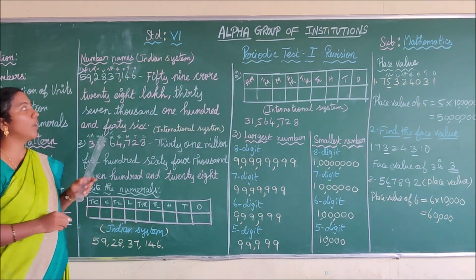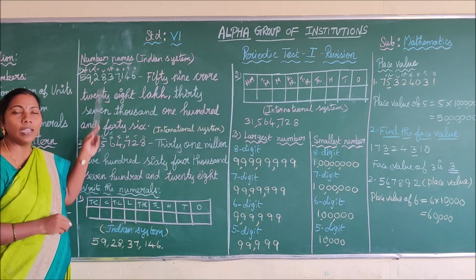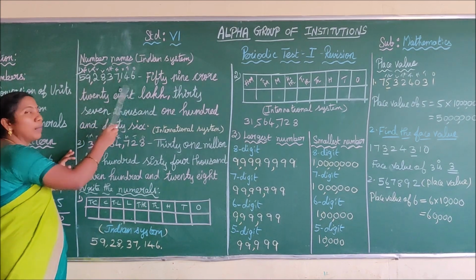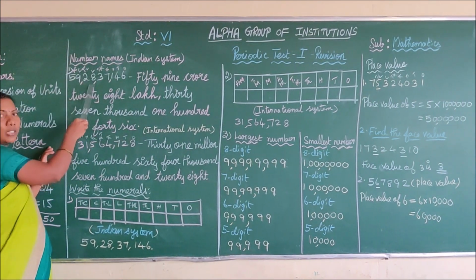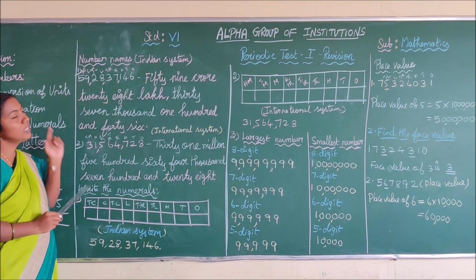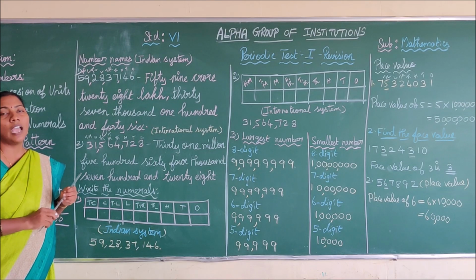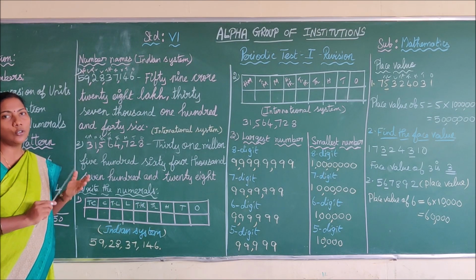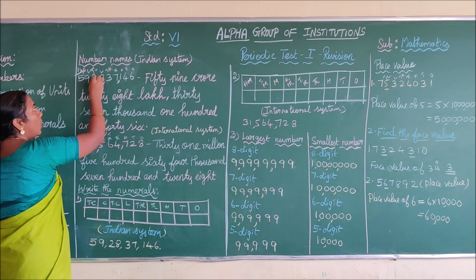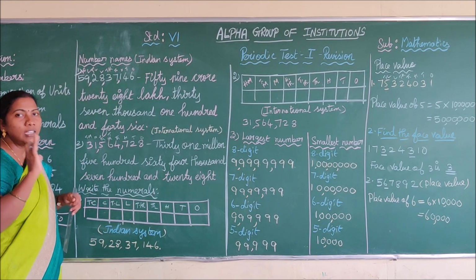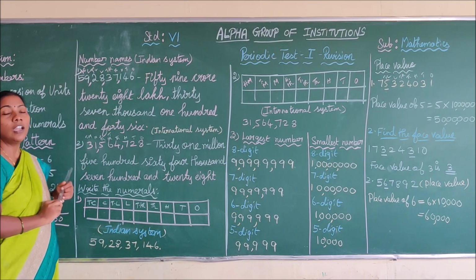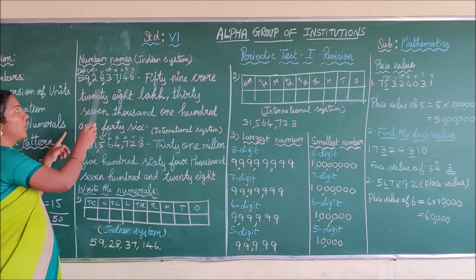Now we are going to write the number name of the given number by using the Indian system of numeration. See here, this is the given number. In the Indian system, how do you use the commas? After the first 3 digits, and then after every 2 digits. Thus we have placed commas like this. The first comma is only after the 3 digits. After that, the next commas are placed after every 2 digits. Now we are going to write the number name for this given number.